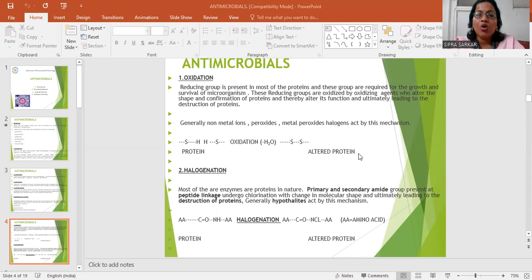So as a result, it will be an altered protein. And as a result, the protein will be destroyed and the structure of the bacteria will be destroyed and they will be killed. Okay. Next, the same procedure, halogenation, where most of the enzymes are protein in nature.